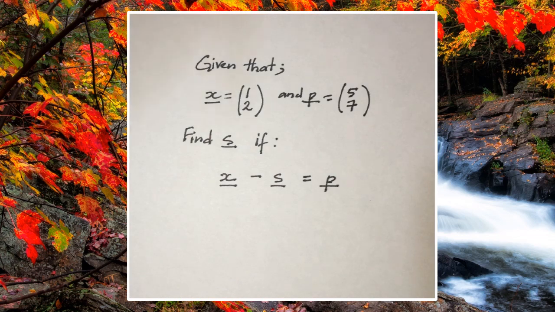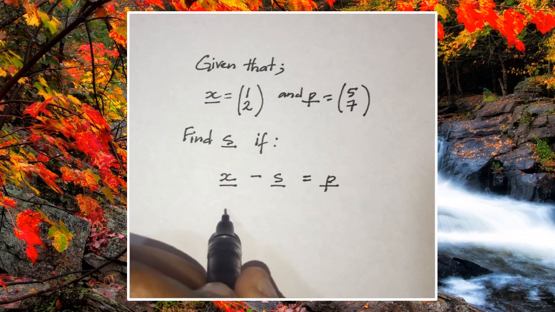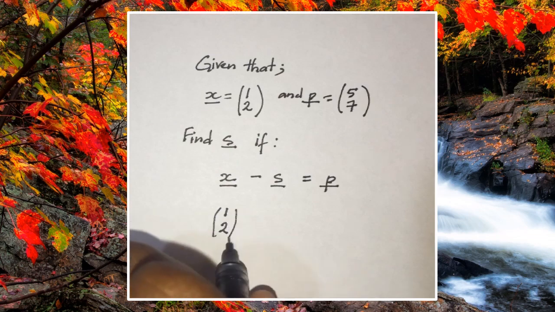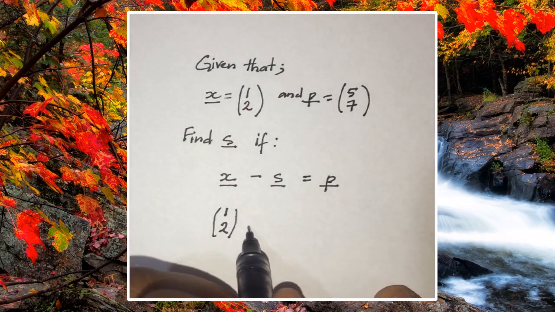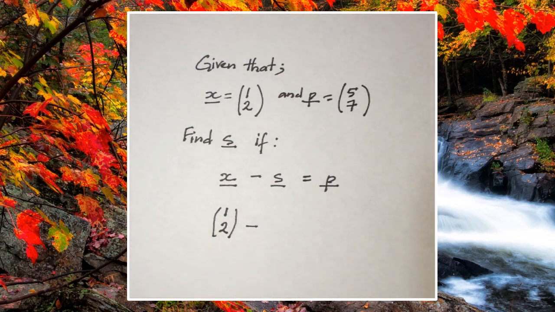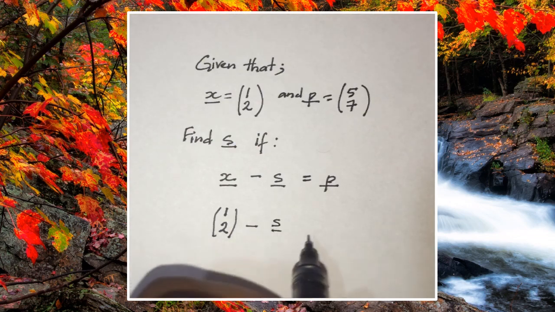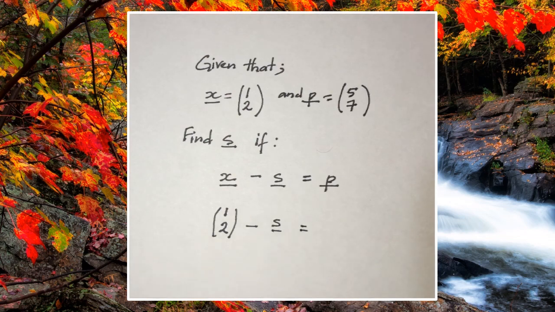Alright, so I'm going to work it out for the rest of us who are not so confident. But I want you to build your confidence in yourself, so go and try it. So we know that the vector x is 1, 2. So I can just substitute the vector x as 1, 2. I'm supposed to minus the vector s that I don't know. So I put the vector s, and that's supposed to be equal to the vector p, which we know to be 5, 7.